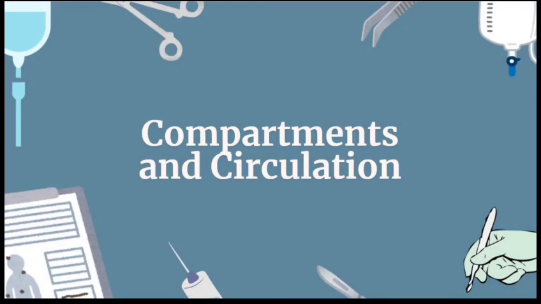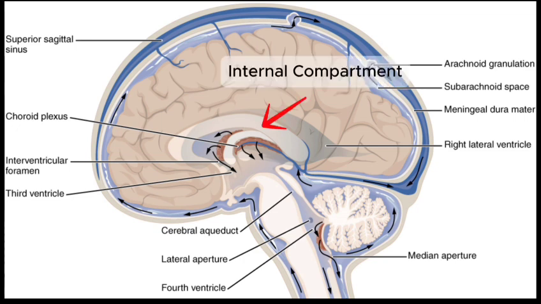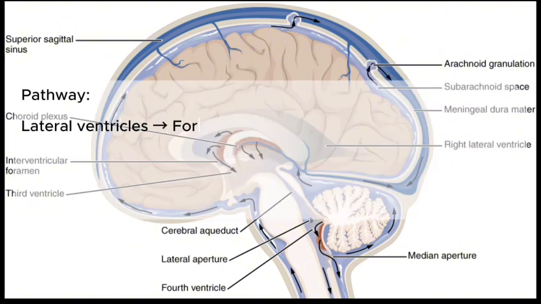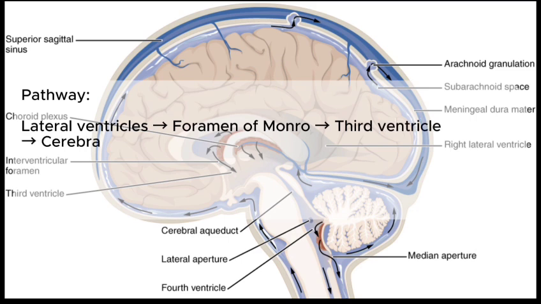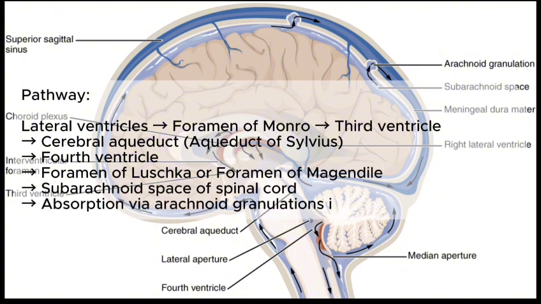Compartments and circulation. The CSF is contained between 2 compartments that communicate via openings in the roof of the fourth ventricle. Internal compartment comprises the ventricular system. External compartment comprises the subarachnoid space and the subarachnoid cisterns. Circulation pathway. Lateral ventricles, foramen of Monro. Third ventricle, cerebral aqueduct of Sylvius. Fourth ventricle, foramen of Luschka or foramen of Magendie. Subarachnoid space of spinal cord. Absorption via arachnoid granulations into the venous sinuses.